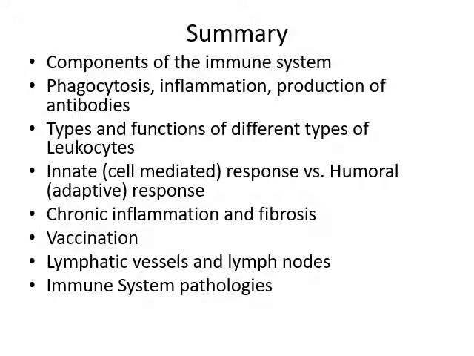So to summarize, we talked about the different types of cells that comprise the immune system. We talked about what they did. We talked about the different functions of them. We talked about the difference between the innate and the humoral immune response. We talked about the effects of chronic inflammation and fibrosis. We talked about how vaccines work. We talked about the network of vessels called the lymphatic vessels, and we talked about problems with the immune system. All right, our next lecture will be on the respiratory system.